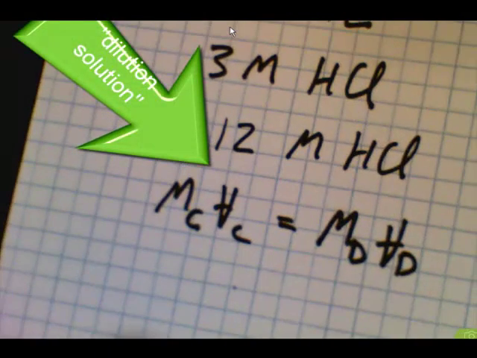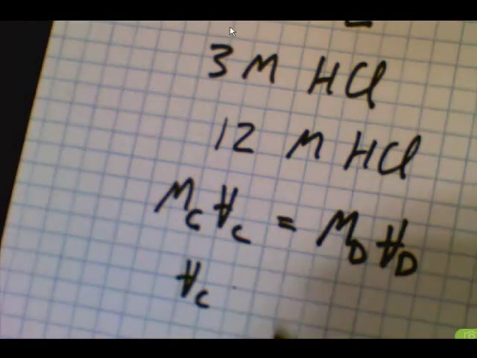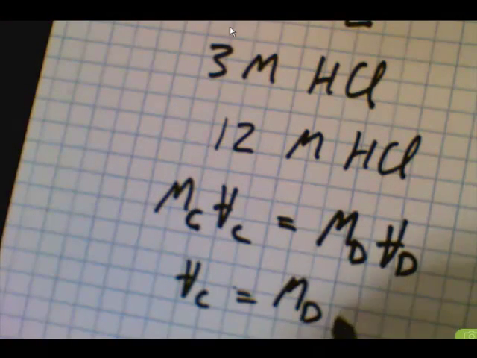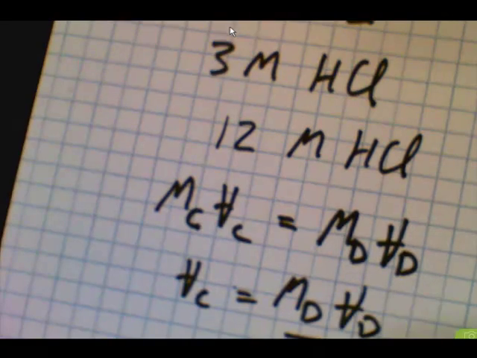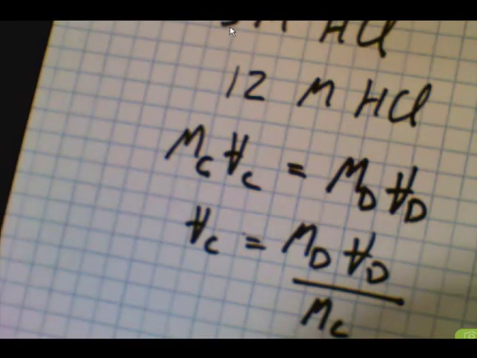The molarity of the concentrated times the volume of the concentrated is the molarity of the dilute times the volume of the dilute. So I'll solve this equation for the volume of concentrated that I need. It's molarity of dilute times the volume of the dilute divided by the molarity of the concentrated.